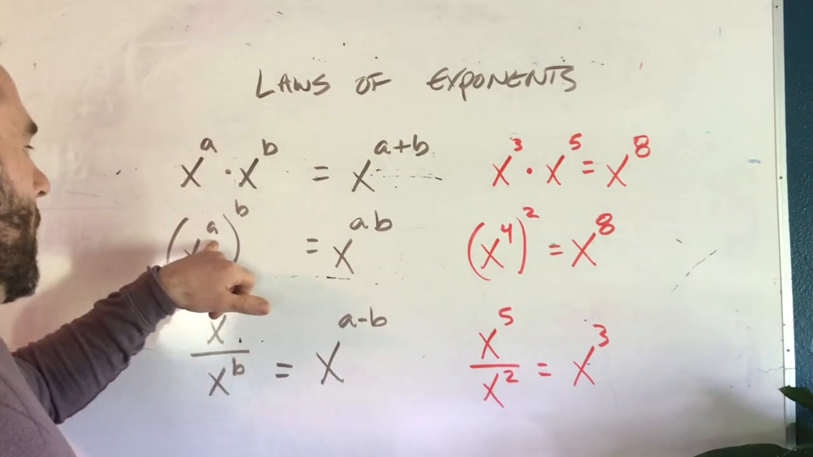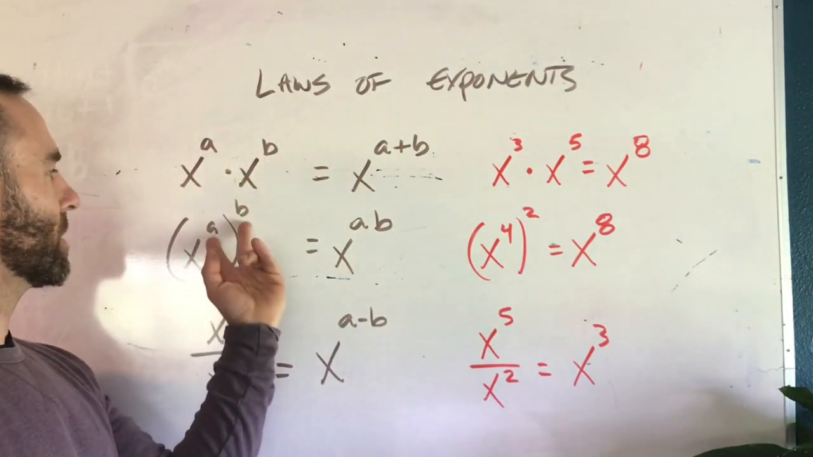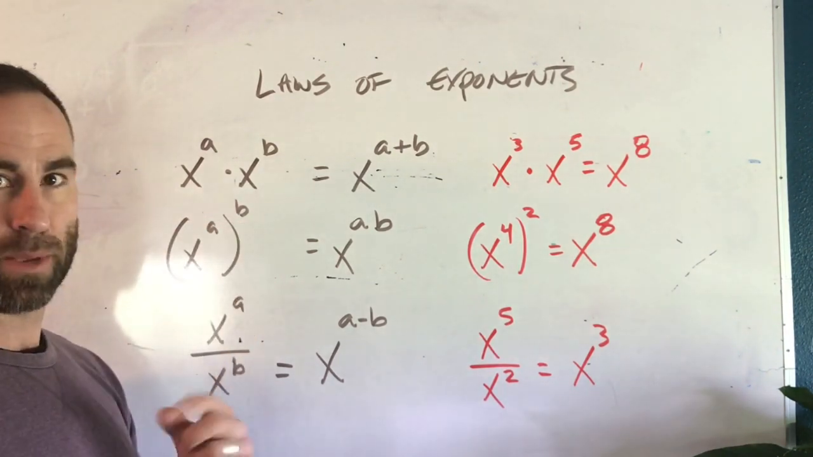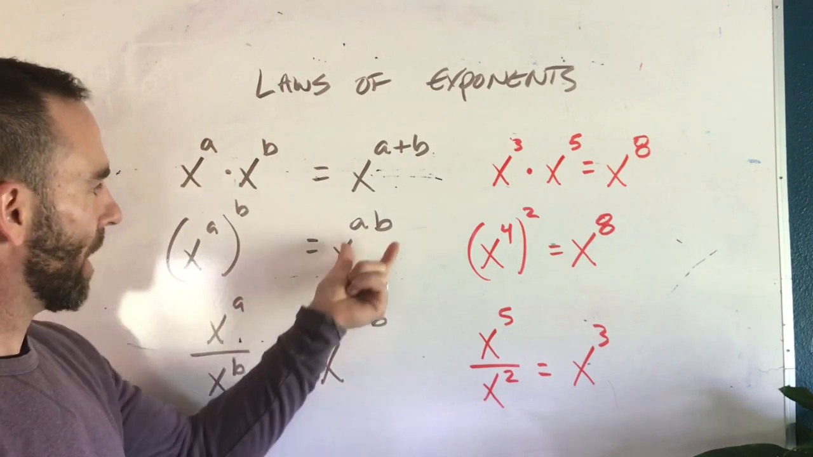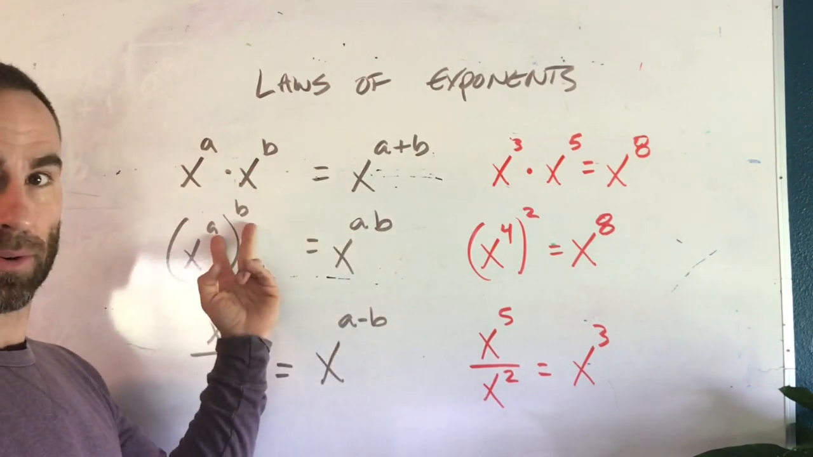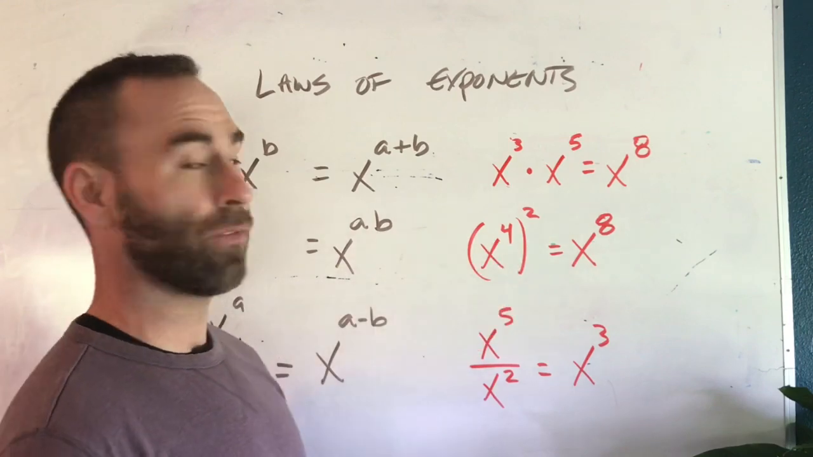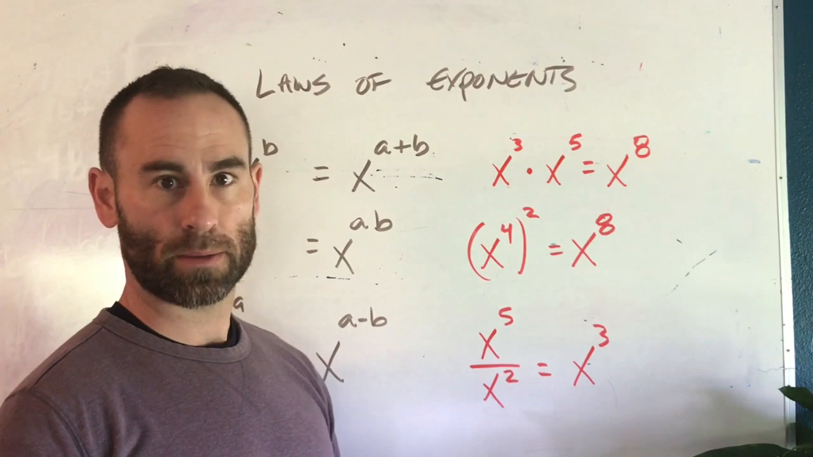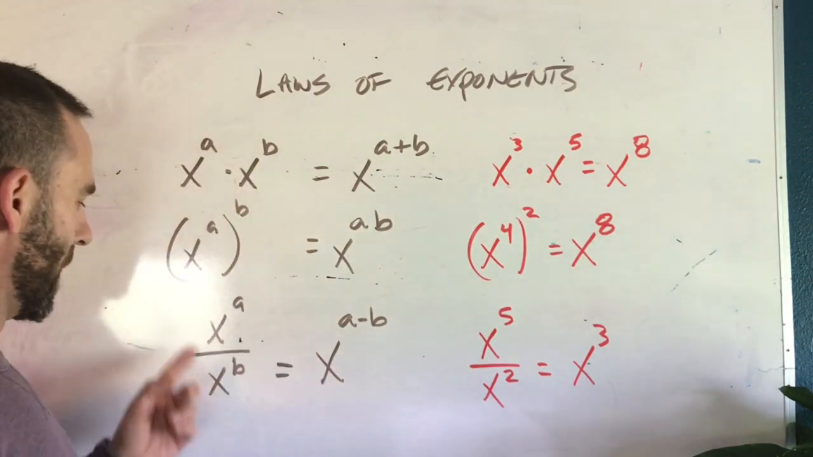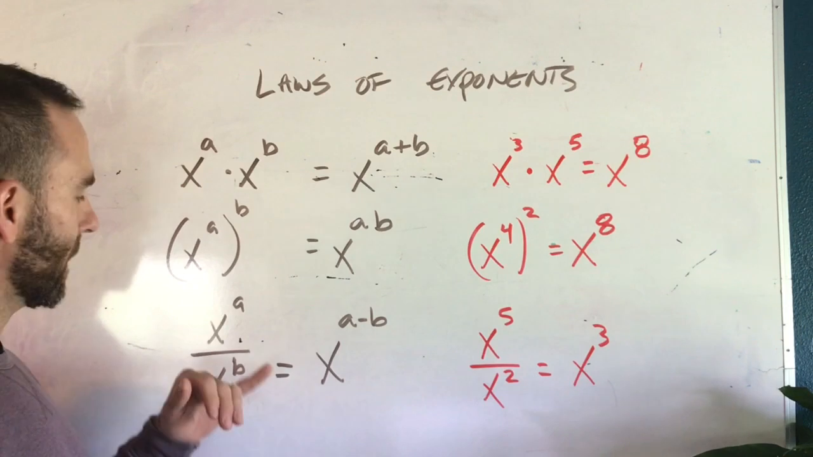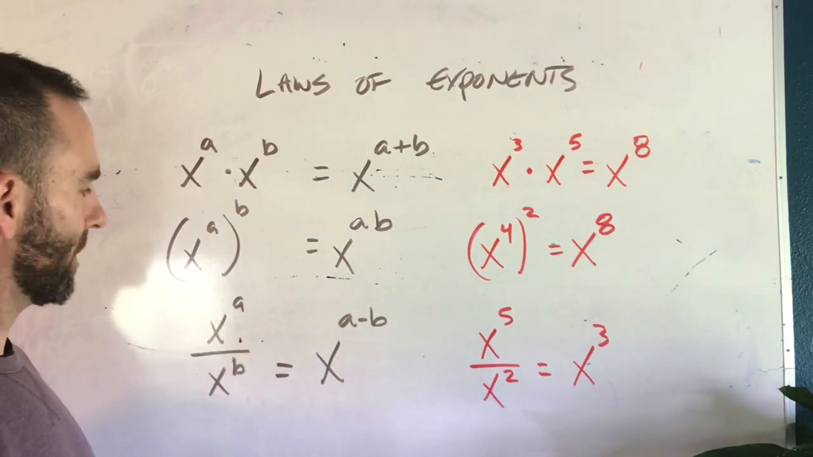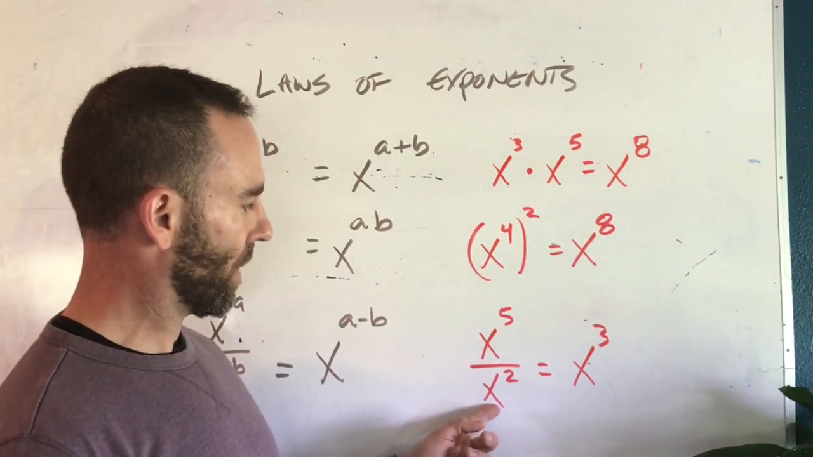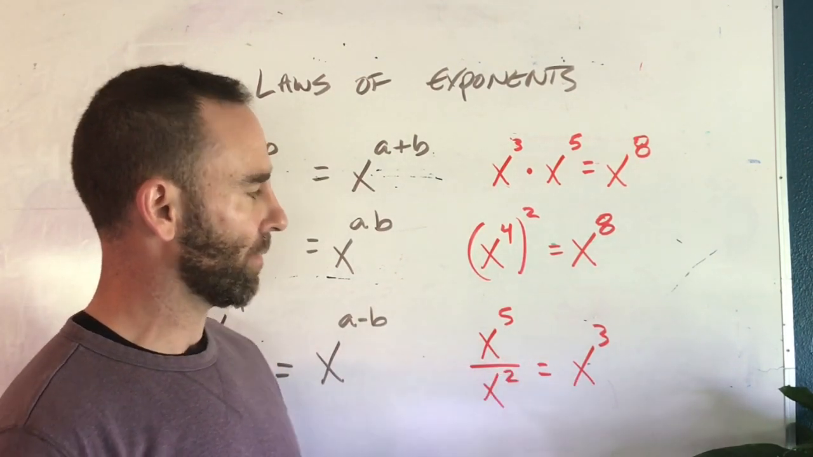All right. Now, if you have a power to a power, make sure you notice the difference here. I have x to the power of a, and then that whole thing is to the power of b. That is different than this. And when that's happening, we can just multiply those 2 together. Okay. So if I have x to the 4th to the power of 2, I would multiply 4 times 2 and it would give me 8. Okay? And then lastly, if I have 2 bases that are dividing, I can subtract the bottom exponent from the top. So in this case, it would be a minus b. So if I have x to the 5th over x squared, I can subtract the 2 from the 5, which would give me x to the 3rd.